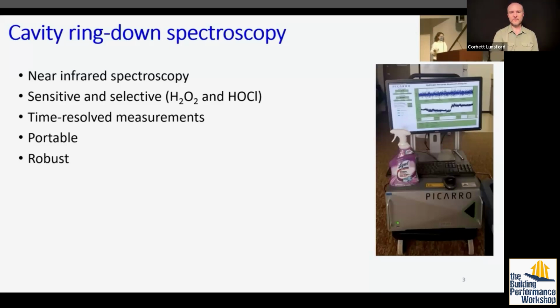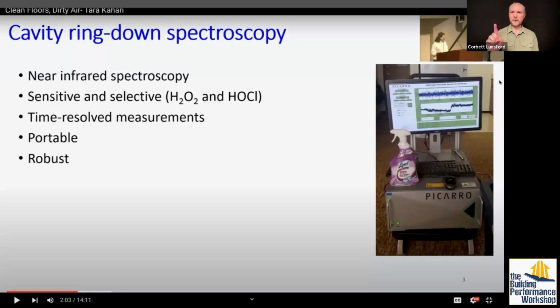So in this case, we're using a hydrogen peroxide gas analyzer that with the help of John Abbott and John from the University of Toronto and John Hofnagel from Picaro, we've been able to modify our spectral analysis method so that we can detect and quantify both hydrogen peroxide and hypochlorous acid, HOCl, which is one of the major emissions from bleach use. Okay, quickly, I thought this was kind of interesting.